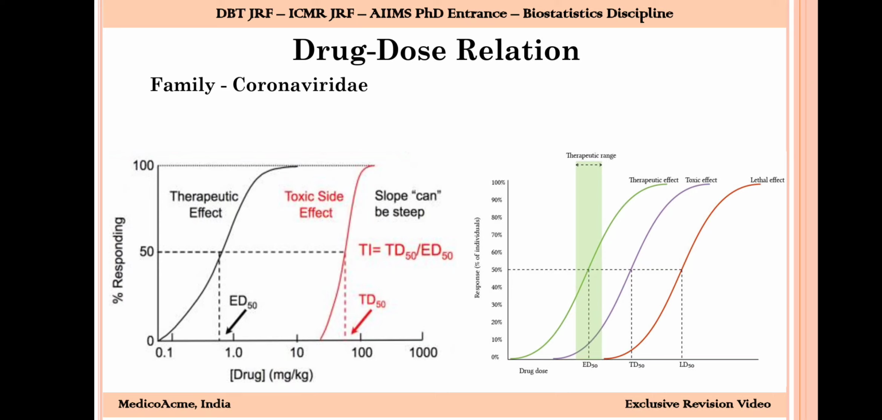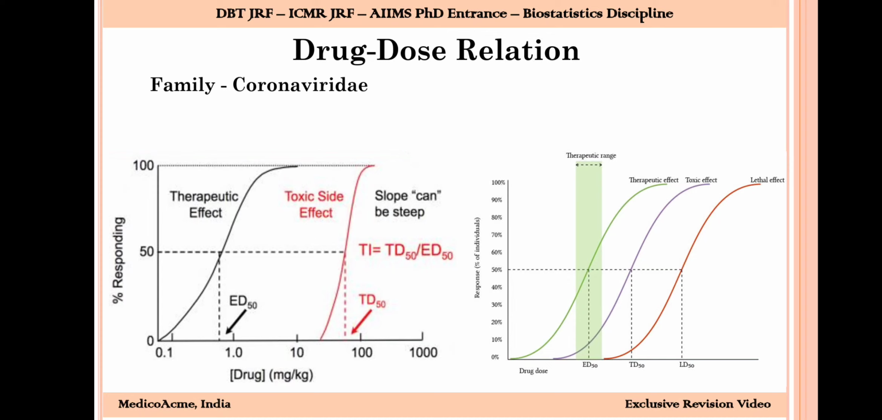ED50 is the effective dose at 50% of the response in individuals, TD50 is the toxic dose at 50% of the response, and LD50 is the lethal dose at 50% of the response in individuals. These three terms become very important. You can see on the left side that the therapeutic effect is seen first, then the toxic effect, then the lethal effect. ED50 and TD50 are very important for calculating the therapeutic index. Sometimes numerical questions are asked on the therapeutic index.